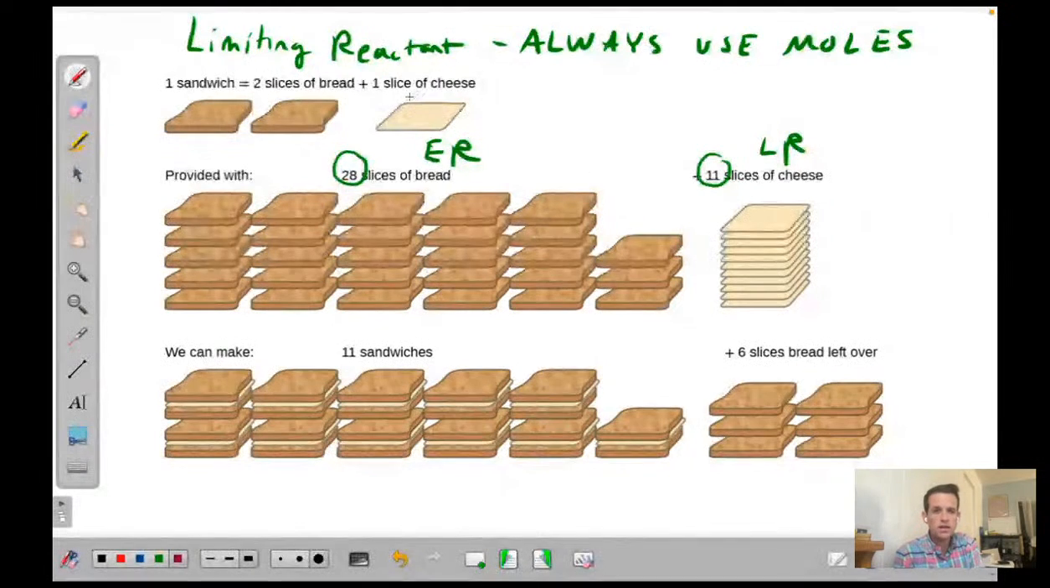But what if we had 20 cheeses instead? Well, 20 is still less than 28. So you can't just say, oh, it's less because there are fewer slices, because in this case, since you need 2 slices of bread, it's not going to work. You need to compare the mole ratios between the two. So first you have to convert to moles, and then you need to consider the mole ratio between them.